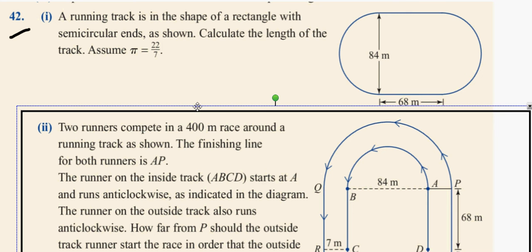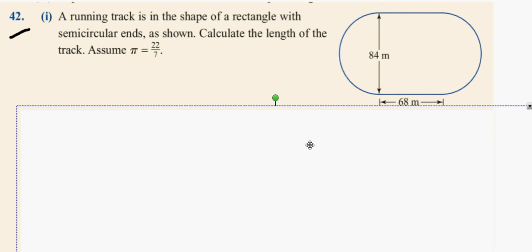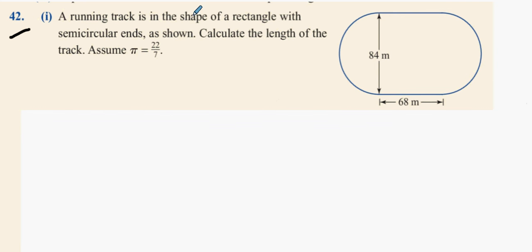A running track is in the shape of a rectangle with 2 semicircular ends. Calculate the length of the track. Alright, no bother. But everybody agree this end here and this end here, when you combine them together, what do they form? They combine a circle. Poorly drawn circle. Okay? What is the length of the green line?